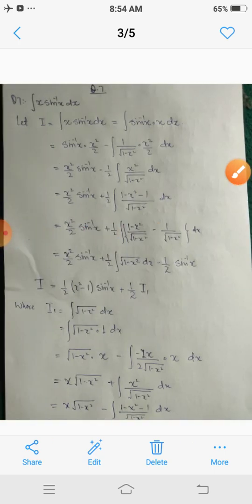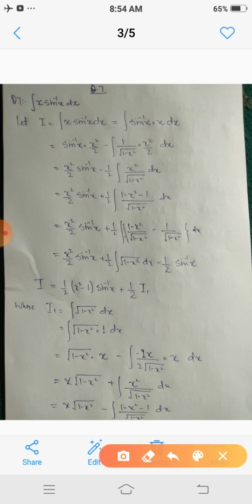Now we will do some questions from exercise 7.7. The question is: find the integral of x sin inverse x dx. Let us put this to be I. We know that by ILATE, inverse functions always come first. This means we write it as sin inverse x times x. So let's take sin inverse x as the first function and x as the second function.